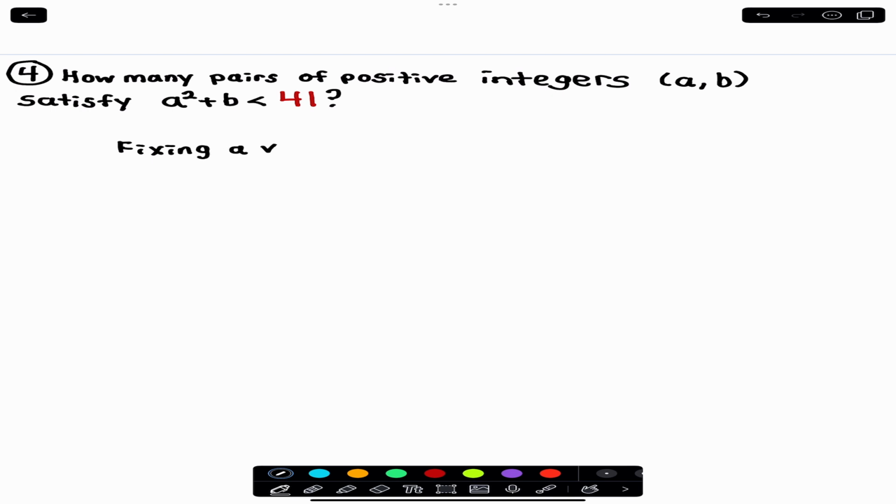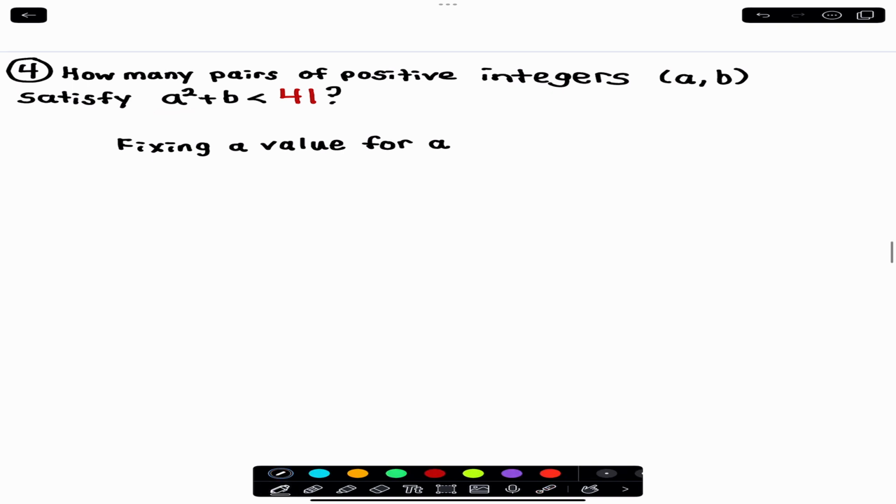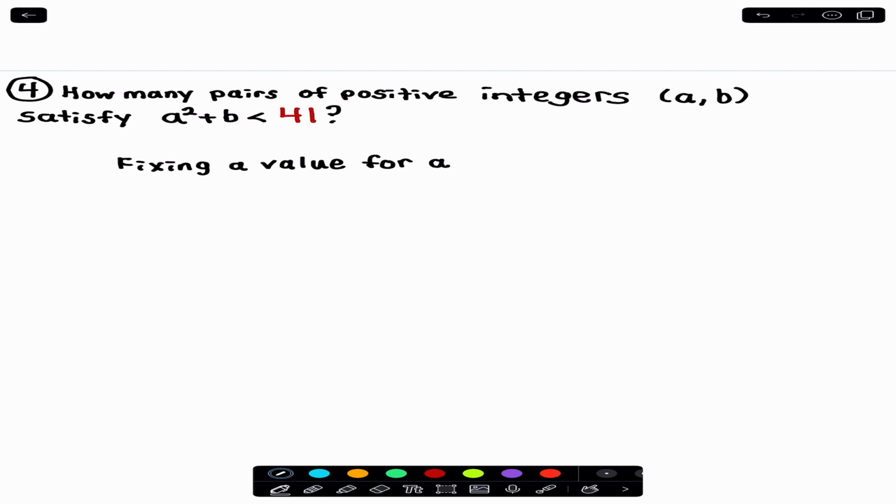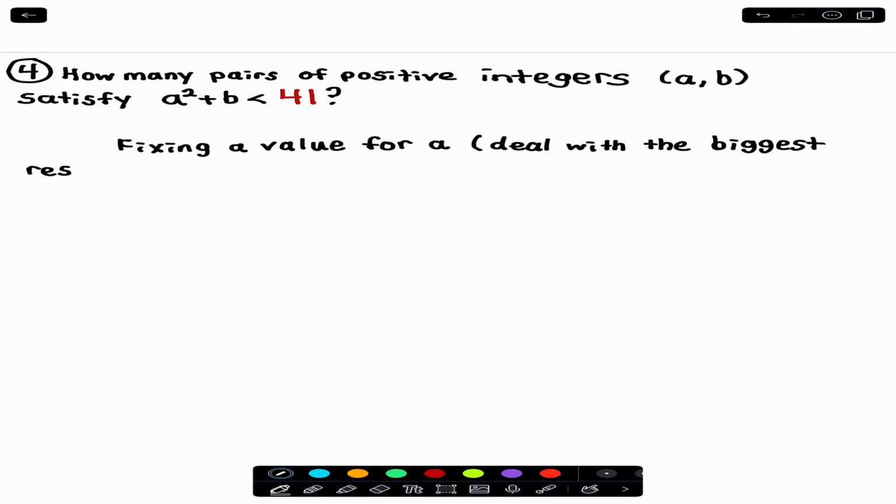for a. And why a? Why not b? Well, that's because this a squared is a little bit more tricky to work with than this b. a squared is going to grow larger than b, so I think it's better to focus on that one first. And this is another big concept that carries over into many areas in math. Whenever you see a problem, deal with the biggest restriction first.